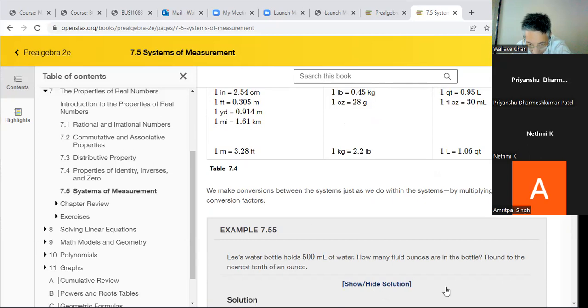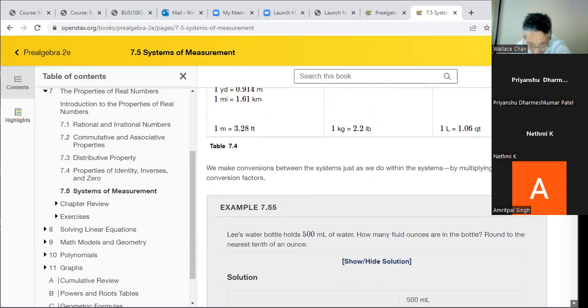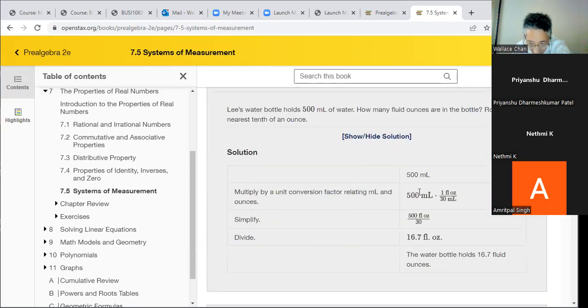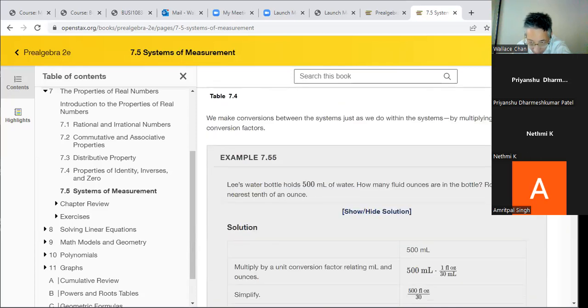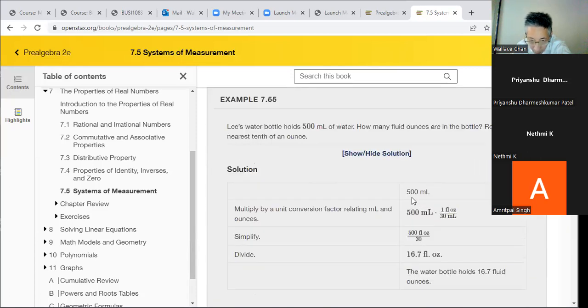So as you can see, 1 ounce is equal to 30 ml. Yeah, equivalent to 30 milliliters. So because of that, you simply divide the milliliters by 30 in order to get the fluid ounce. Okay.